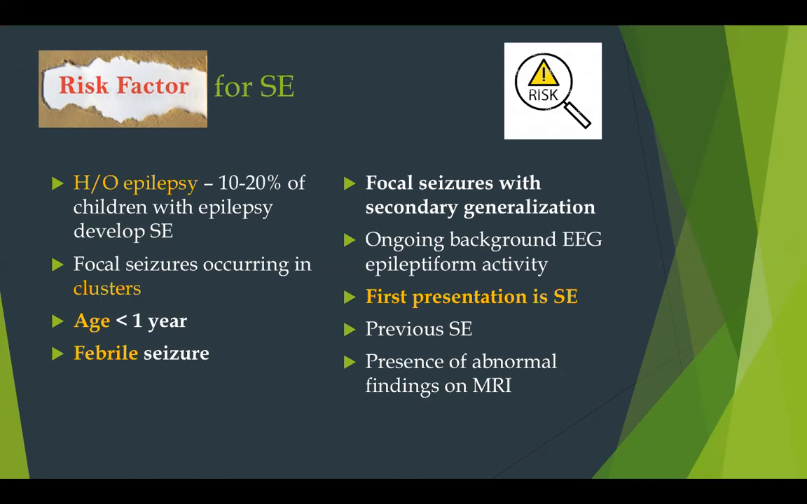For those whom we monitor with background EEG, if there is epileptiform activity going on in the EEG, they're more likely to become status. Also, patients whose first seizure presentation is a status are at higher risk of having ongoing future status epilepticus cases, as well as those who have abnormalities found on MRI.